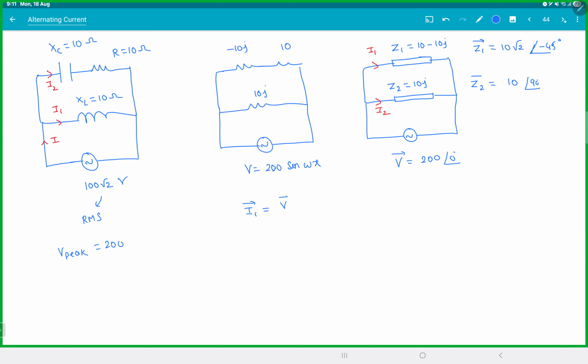So I1 bar is voltage by Z1, they're in parallel. So V bar is 200, Z1 is 10 root 2 at minus 45, that's 20 by root 2, 10 root 2 at 45 degrees. I2 bar will be again V bar by Z2 bar. That's 20 at minus 90.